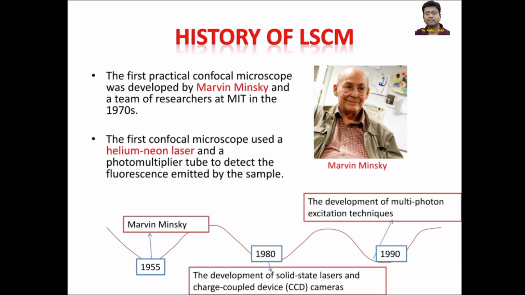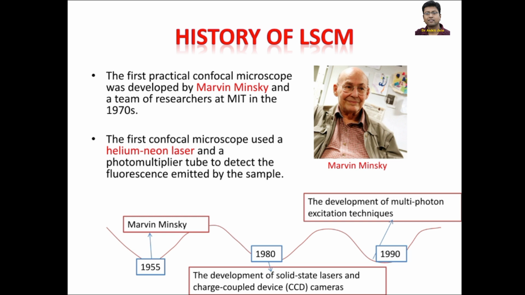And coming to the history. First of all, it was invented in 1955 by Marvin Minsky, but at that time he used a photomultiplier tube to detect the image, and a helium neon laser was used for the production of the laser beam with the help of these inert gases, helium and neon.